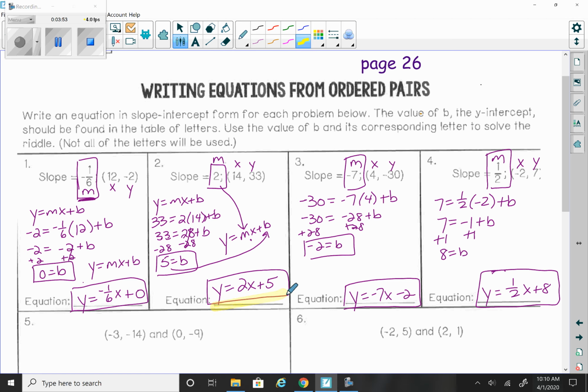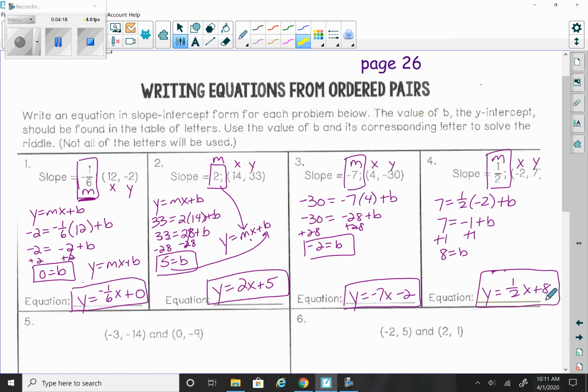In number 3, taking your slope and point, plug it in, do the same type of calculations. You should have gotten a b value of -2. So the equation is y equals -7x minus 2. And then the last one, again, taking the slope and point, plug it in. When you solve this, you should get a y-intercept of 8. So again, our equation is y equals 1/2 x plus 8.